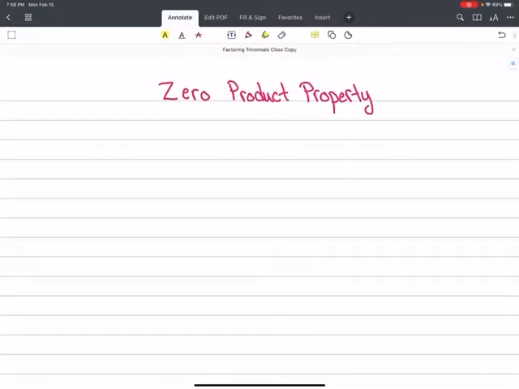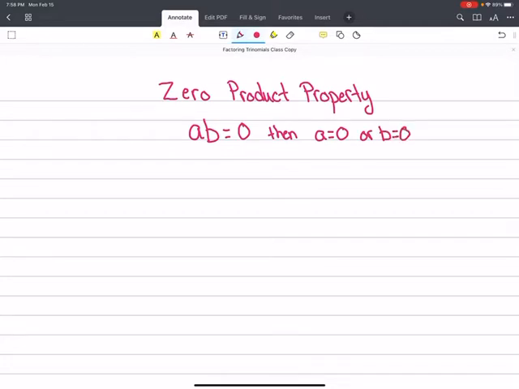I wanted to come to you and talk to you about something called the zero product property. The zero product property just means if I have two factors that I'm multiplying, say A and B, if A times B equals 0, then either A equals 0 or B equals 0 or A and B both equal 0. Which makes sense because we know that if we take any number and multiply by 0, we get 0.